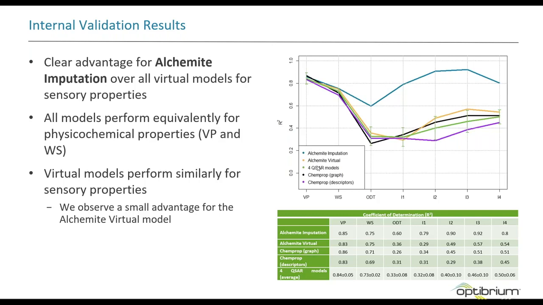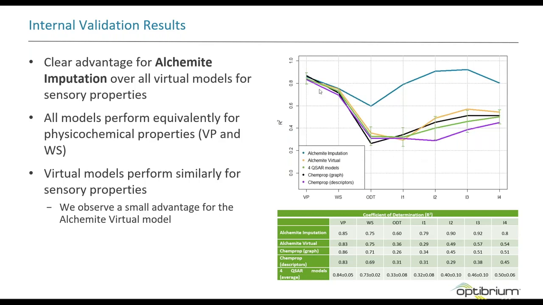So the plot here represents on the x-axis the different endpoints used in this analysis. So the vapor pressure and the water solubility, the first two, and then five sensory properties, including the ODT and four odor intensity endpoints.